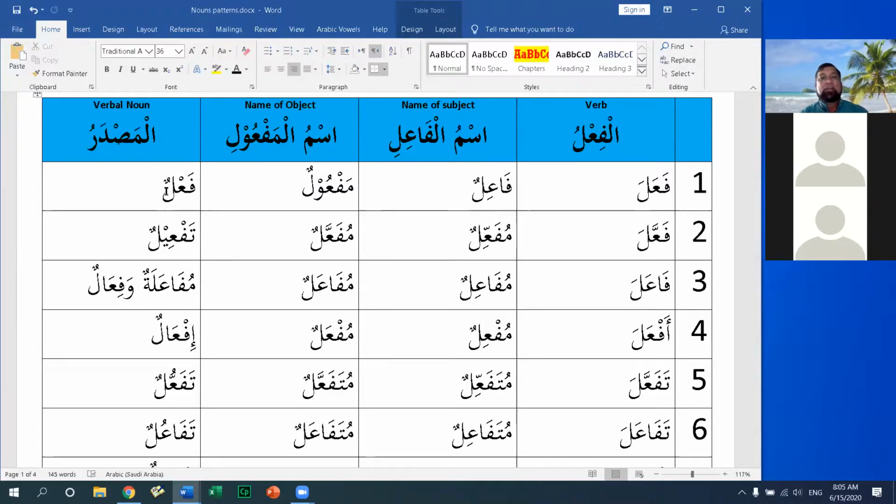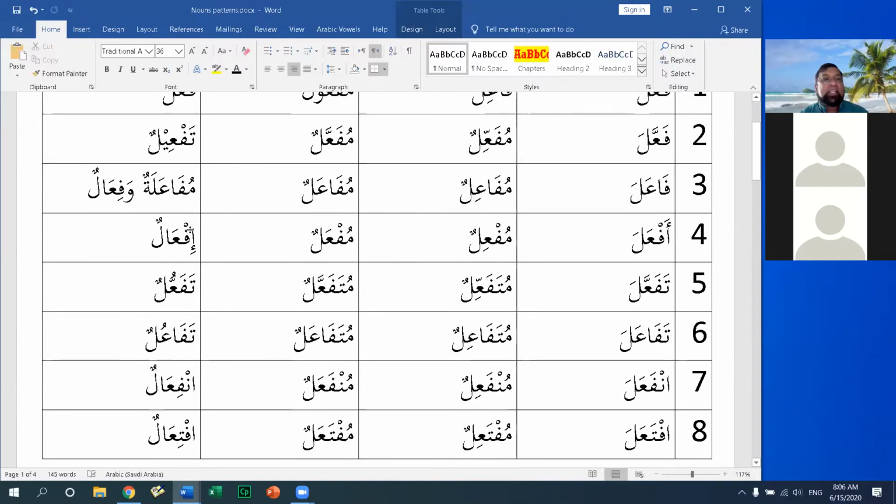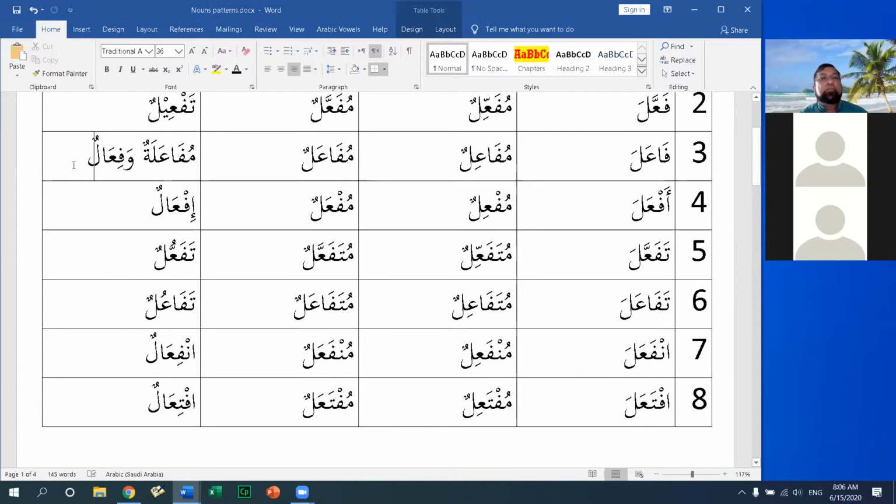Like nasara, nasirun, mansurun, nasrun. Darasa darisun, madrusun, darsun. قتل قاتل مقتول قتل. That's one pattern. Very popular pattern, but there are many other patterns for the masdar, for the first form of the verb. But for the other 10, there's only one, except for the third, there is two patterns. And that's the gist of today's lesson, inshallah. Any question on that? I'm sure there's a lot of details that you'll have to remember, but as time progresses, you learn them, they'll become second nature.